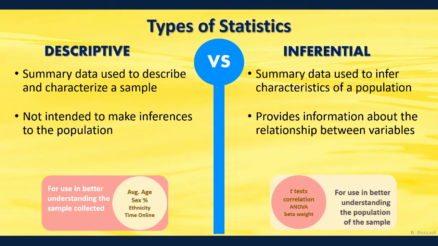There are two major families or classes of statistics. The first is called descriptive statistics, and these summary data are used merely to describe the characteristics of your sample and nothing more. Common descriptive statistics include sex composition, that is, the percent of males and females in your sample, the average age of your sample, and ethnic makeup of your sample.